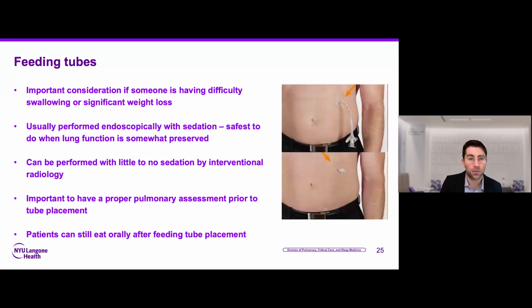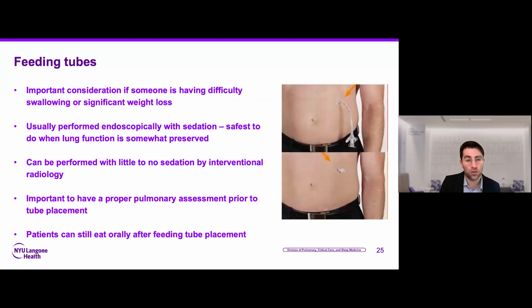Now, if we think a patient is very high risk for a traditional endoscopic placement of a feeding tube, we can also ask our colleagues in interventional radiology to place a feeding tube without requiring any sedation. They can do it under just local anesthesia sometimes for us. So that's a multidisciplinary discussion that we often have with them.